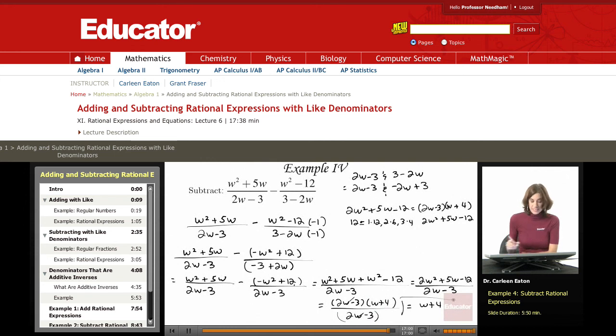Okay, so this one was slightly more complicated because the common denominator wasn't there for us already. But I did have the additive inverse, which meant that I could just multiply either one of the rational expressions by -1 over -1. That ended up giving me a common denominator, and I added and simplified to find this trinomial. This trinomial factored into 2w minus 3 times w plus 4, so I was able to cancel out a common factor.